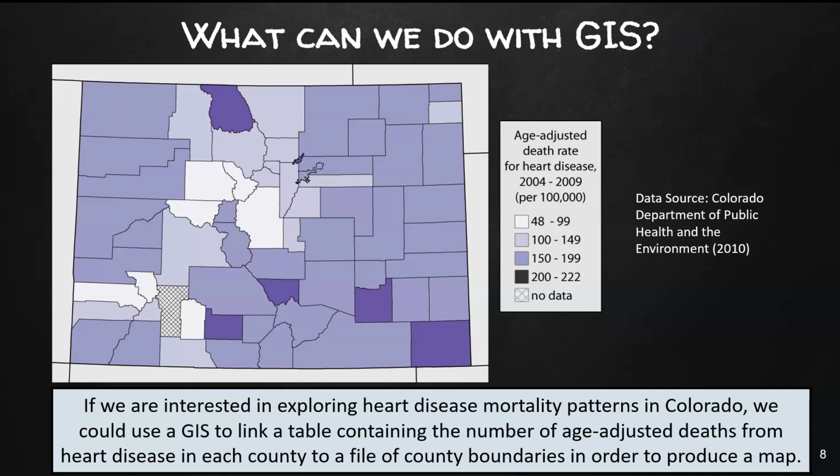So let's take a look here. If we're interested in exploring heart disease and mortality patterns in Colorado, we could use GIS to link a table containing the number of age-adjusted deaths from heart disease in each county to a file that contains the boundaries. So here we can look at age-adjusted death rates for heart disease from 2004 to 2009 per 100,000. And we can quickly see areas where it's very low, indicated by the white, to areas that are very high, that are in the darker purple color.